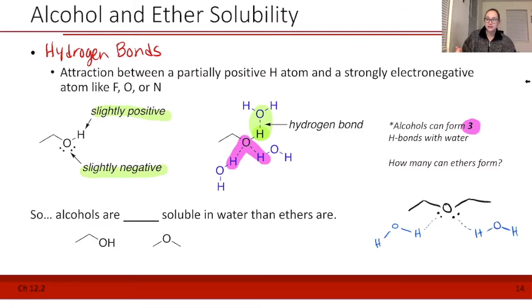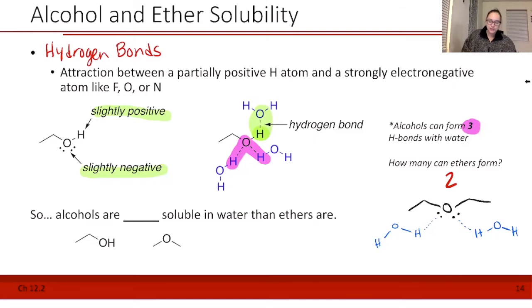Okay, so we looked at the negative part of the ether. What about the positive part? Well, in this case, we don't have any positive parts because we don't have a hydrogen off of an electronegative atom. We do have the hydrogens on the carbons that I drew, but those are pretty much nonpolar. They don't really have a charge. So ethers can form 2 hydrogen bond interactions with water.